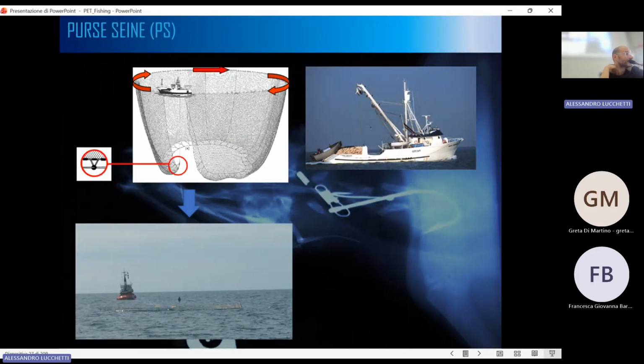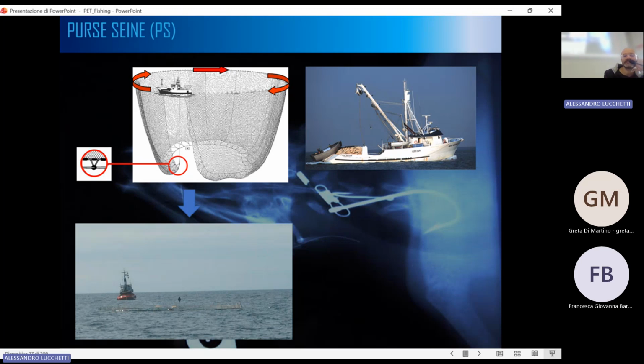This is a purse seine. You have a very big net here, up to 2,000 meters long and more than 100 meters in depth. And this type of gear is used to encircle a fishing area and to catch basically the big one, bluefin tuna, but the same technique is used also for anchovies with the lampara.